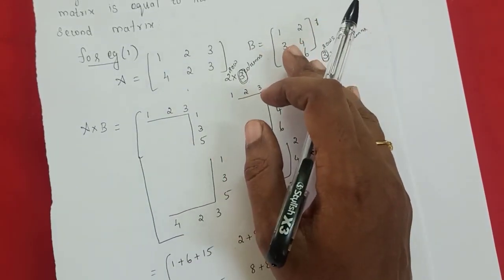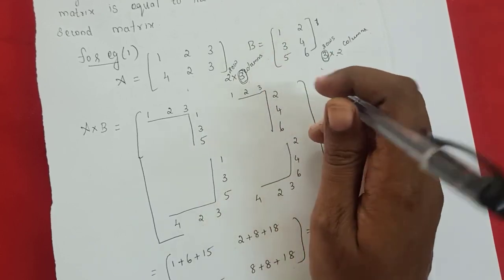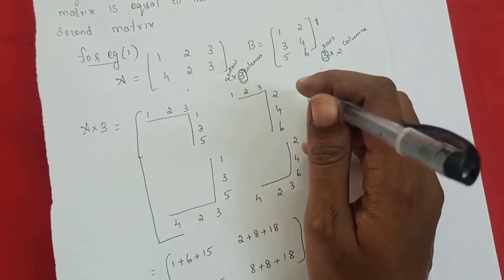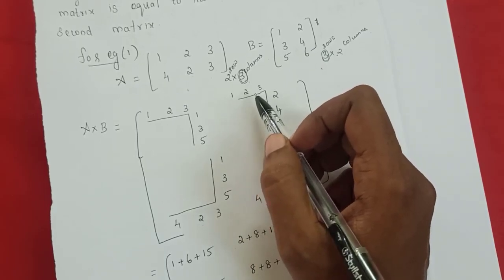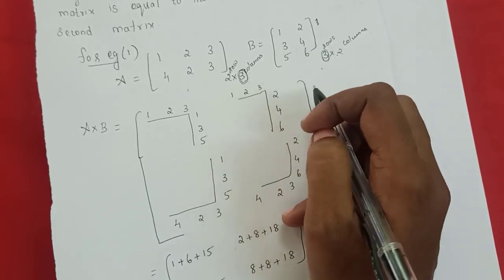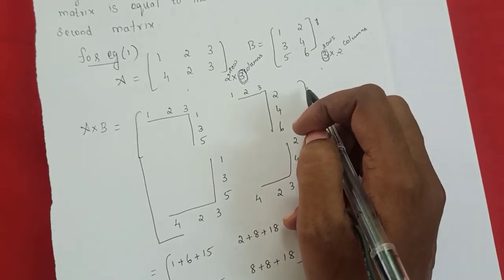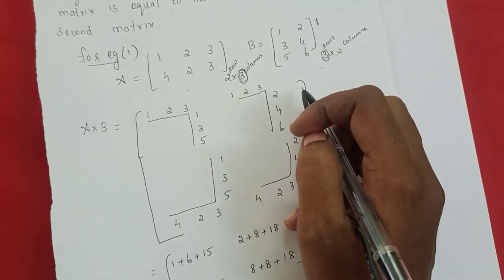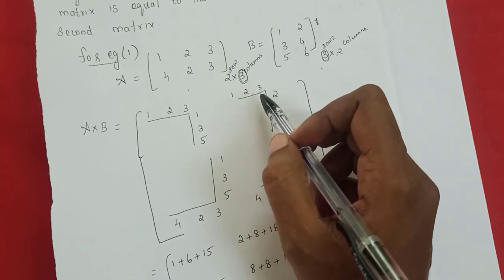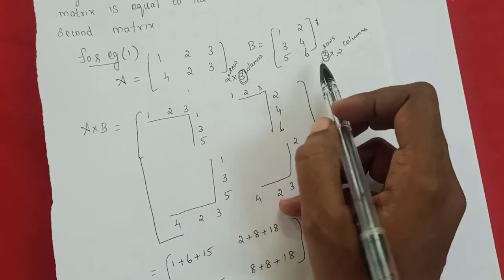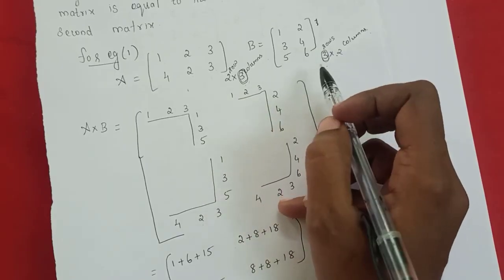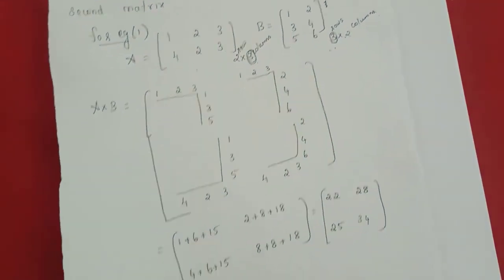Sometimes the given matrices do not satisfy this condition. What do you need to conclude? Since the number of columns in the first matrix is not equal to the number of rows in the second matrix, therefore we can't find the product. That is what we need to conclude. Here we can find the product, because the number of columns in the first matrix is equal to the number of rows in the second matrix. Got it, ma'am? Okay.